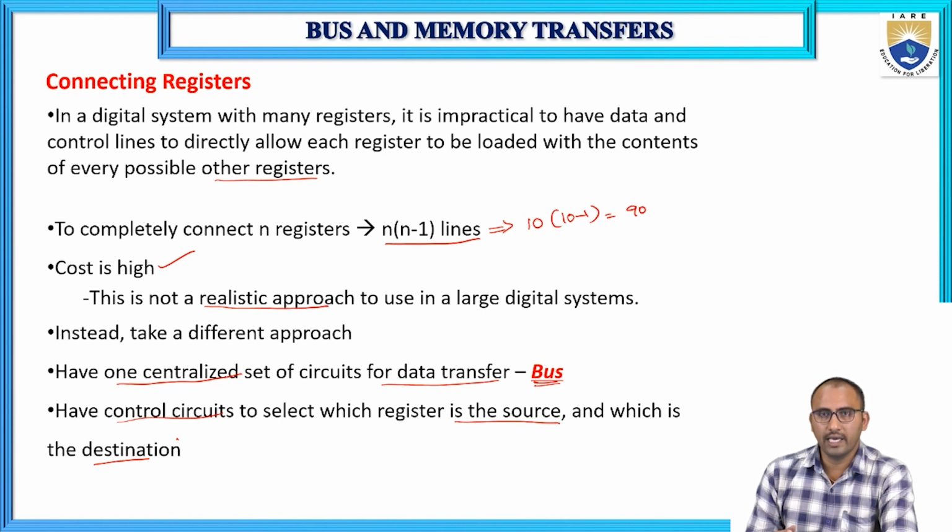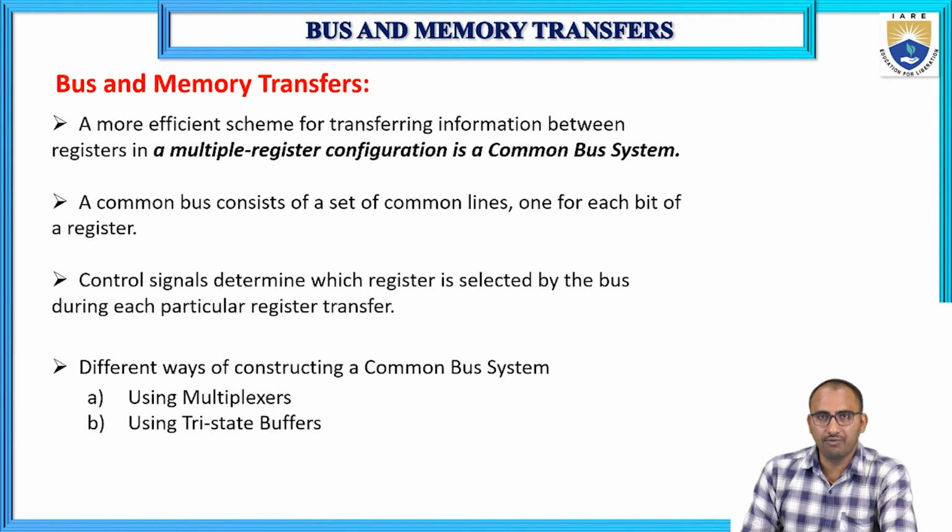Because if you use a conventional method, that means direct connections between the registers, it requires more cost and the complexity is also high. So we need to take a different approach. The different approach is the transfer of information using bus and memory transfer. So let's see how we can transfer the information using the bus.